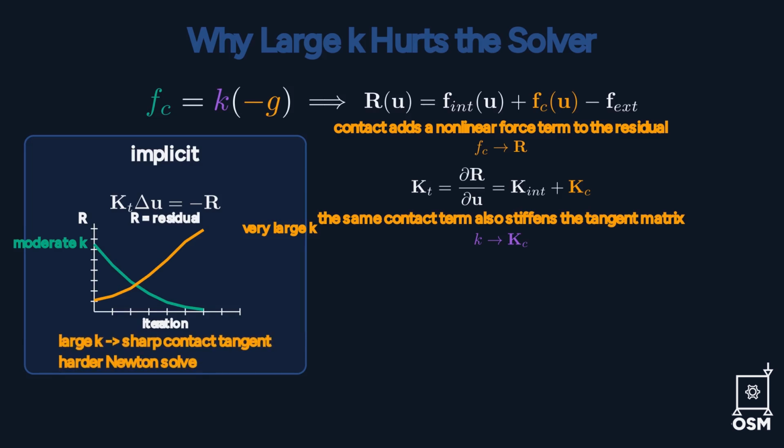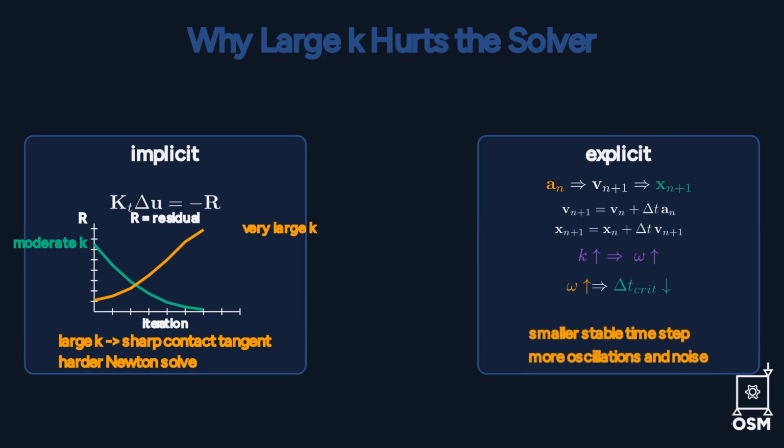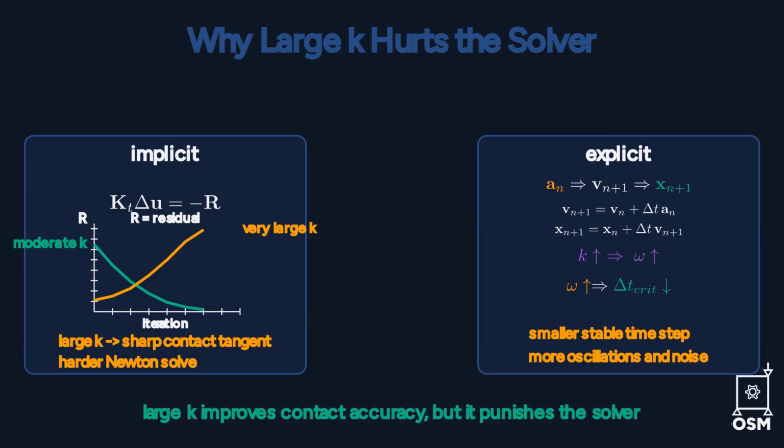In explicit analysis, a larger K raises the natural frequency, which reduces the critical stable time step. That means more steps and often more oscillations and numerical noise.